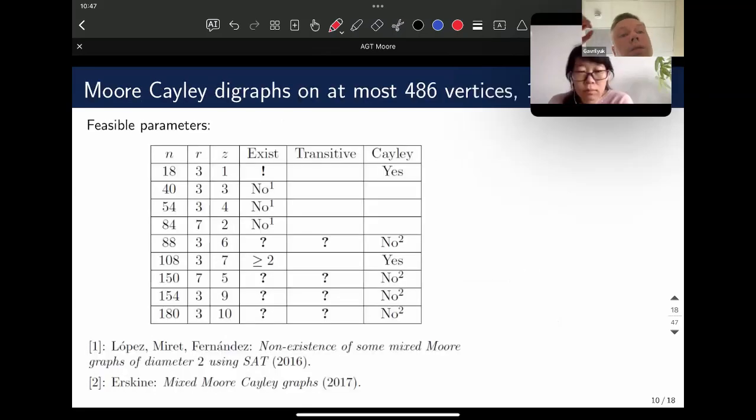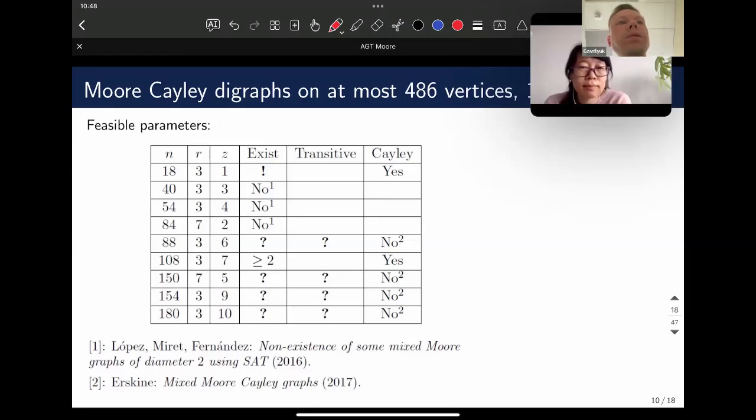So in 2017, Erskine conducted a computer search for Moore Cayley digraphs by using the observation from the previous slide. So it was not a brute force, but very close to a brute force search. He just took all groups of required size and then looked for connecting sets and checked if the corresponding digraphs were Moore digraphs or not. So we have the following table of small feasible parameters of Moore digraphs and what we know about whether they can be Cayley digraphs, or if they exist, or are transitive.